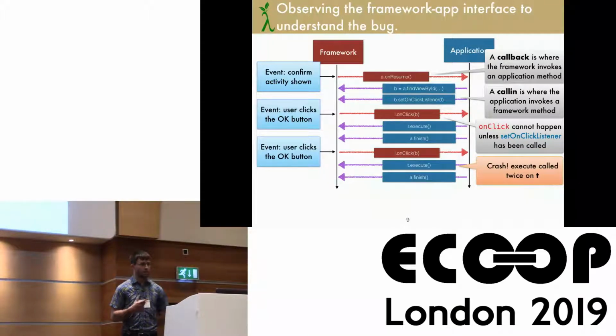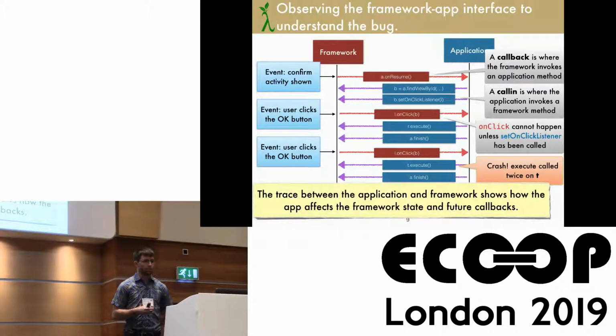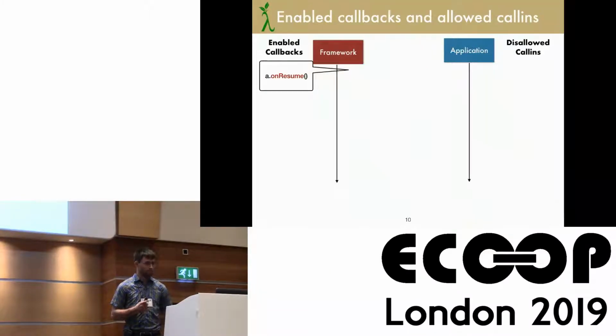But at this point, it's still possible to get another onClick, which crashes the application. So this allows us to see this interaction between the application and the framework, and see how the application's actions affect the callback state. Going into more detail, we can understand this based on a set of enabled callbacks and disallowed callins.